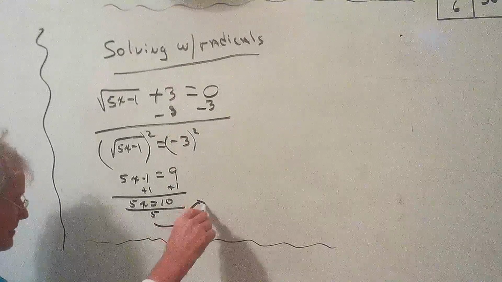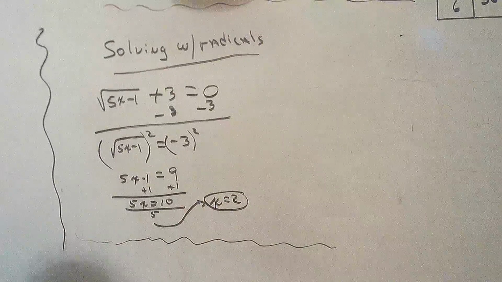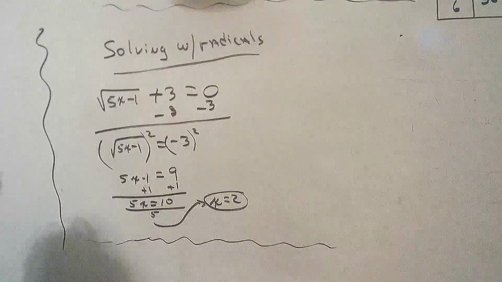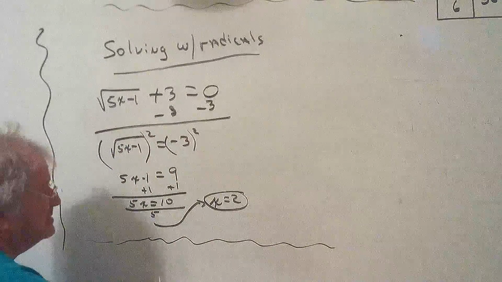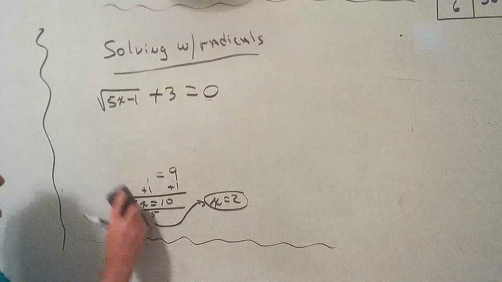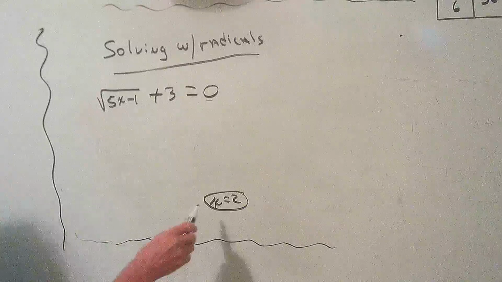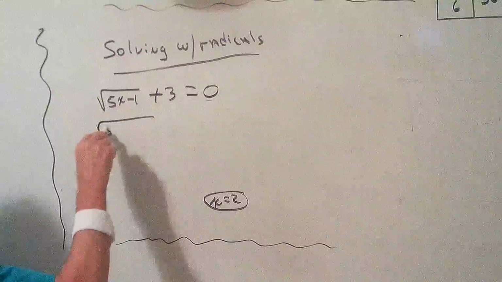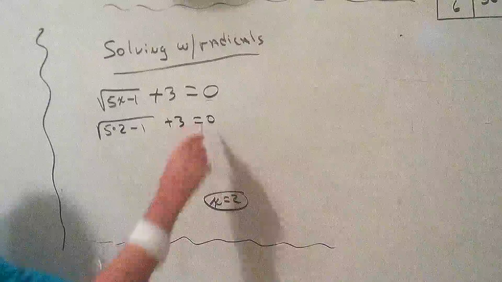X equals 2. Now, we have to make sure that this is the correct answer. How do we do that? We plug it back into the original equation. I'm going to erase this so we can see what we're doing here. We calculated that x equals 2, so we plug it back in. We get the square root of 5 times 2 minus 1, plus 3 equals 0.